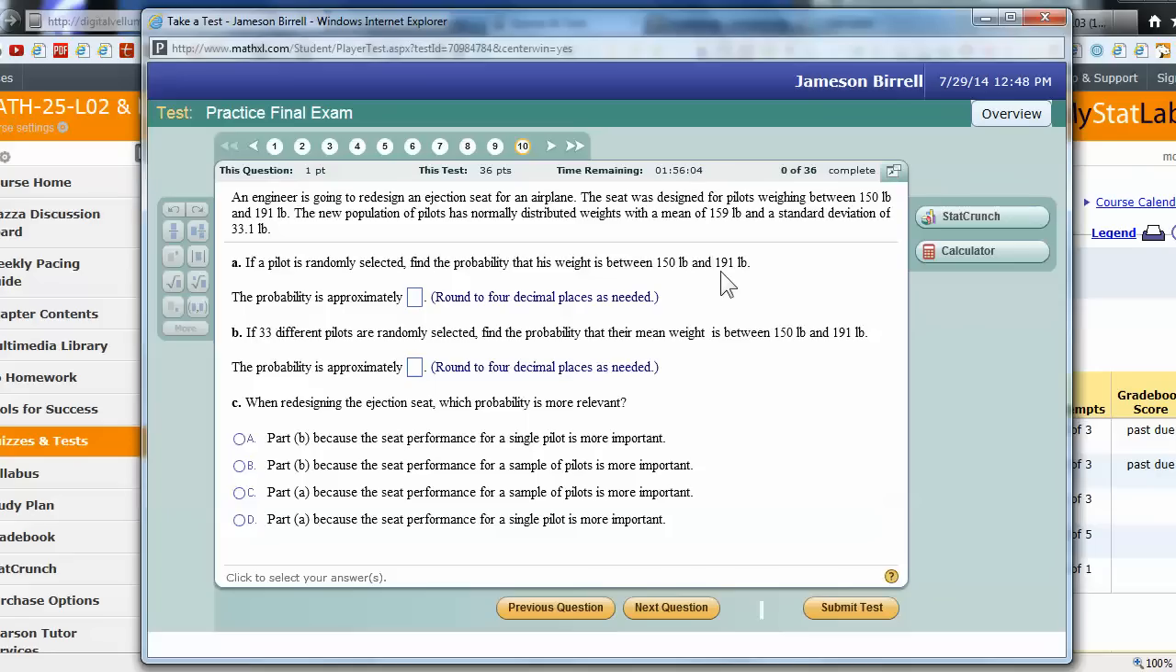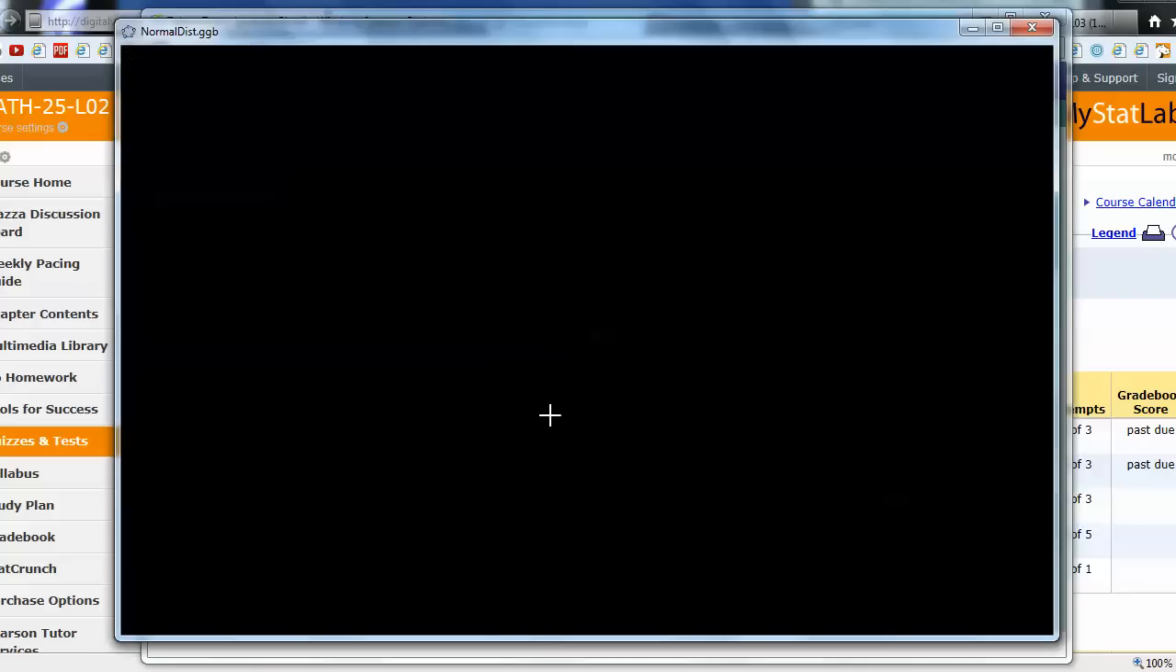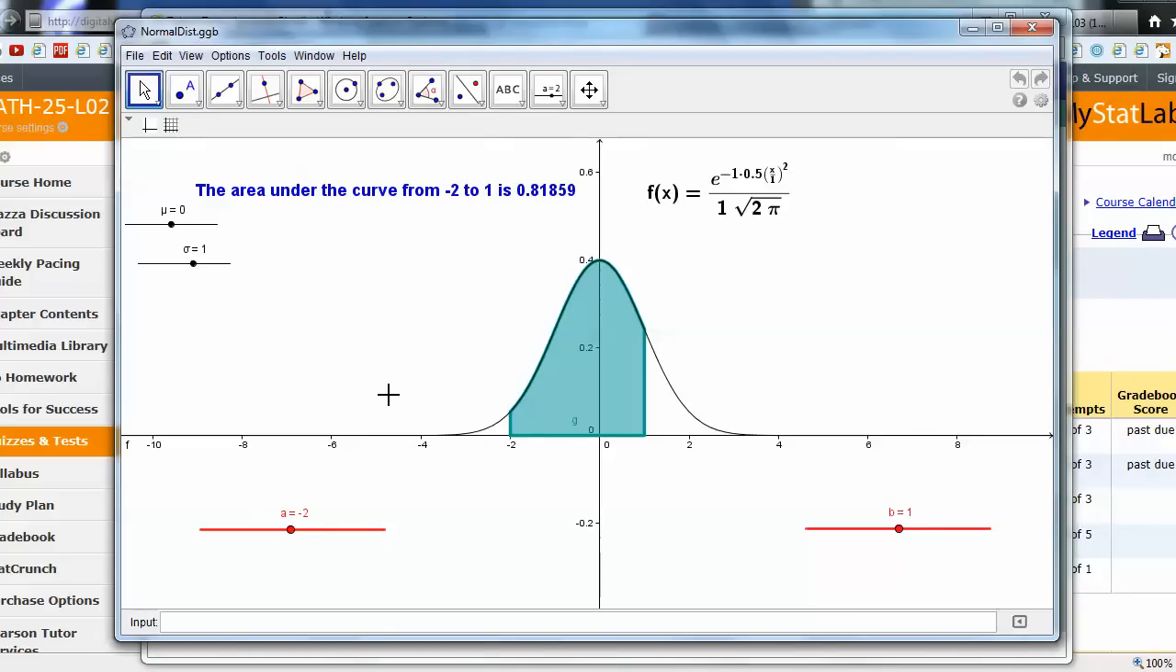Okay, to answer this question, I want to give you a couple of visuals. So I've got a normal distribution that I've created here. It's scaled, as you can see, so it might look a little bit different than some of the ones that we're using with our calculators. And I want to take a snapshot of this.